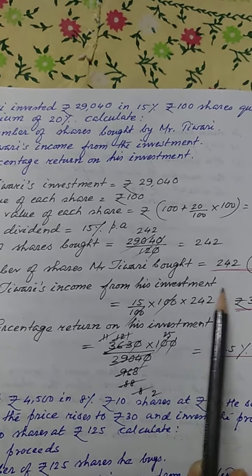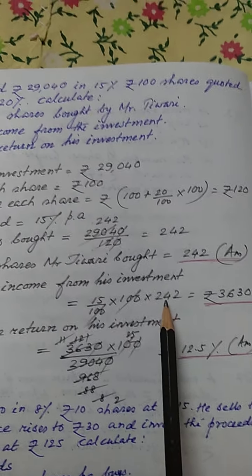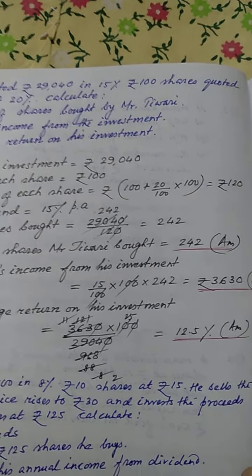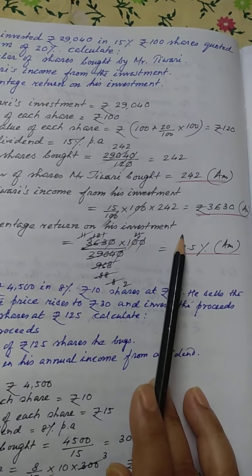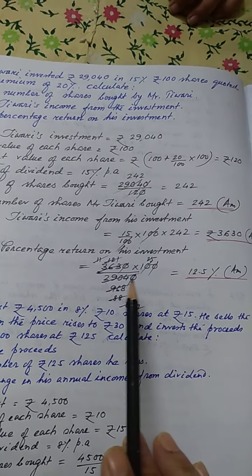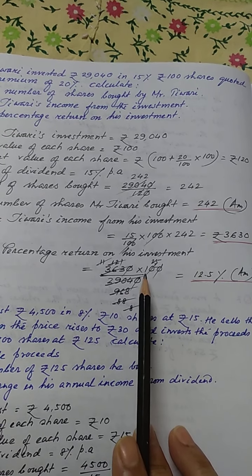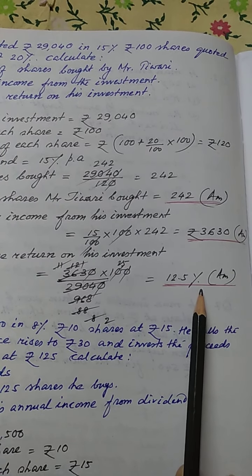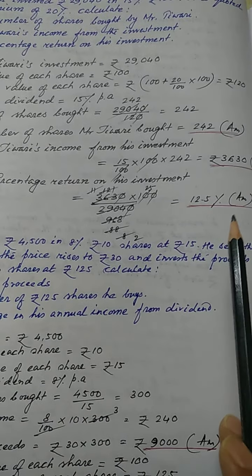Then Mr. Tiwari's income from his investment is 15% of 100 rupees into number of shares. So it's coming rupees 3,630. That is his annual dividend. So percentage return on his investment equals 3,630 by 29,040 into 100, and solving it, it's coming 12.5%. So this will be the percentage return on his investment.